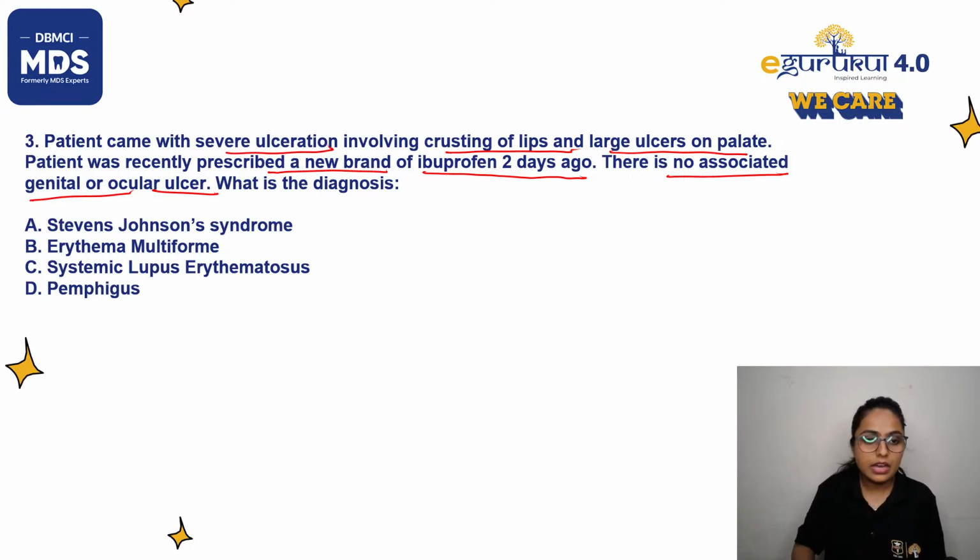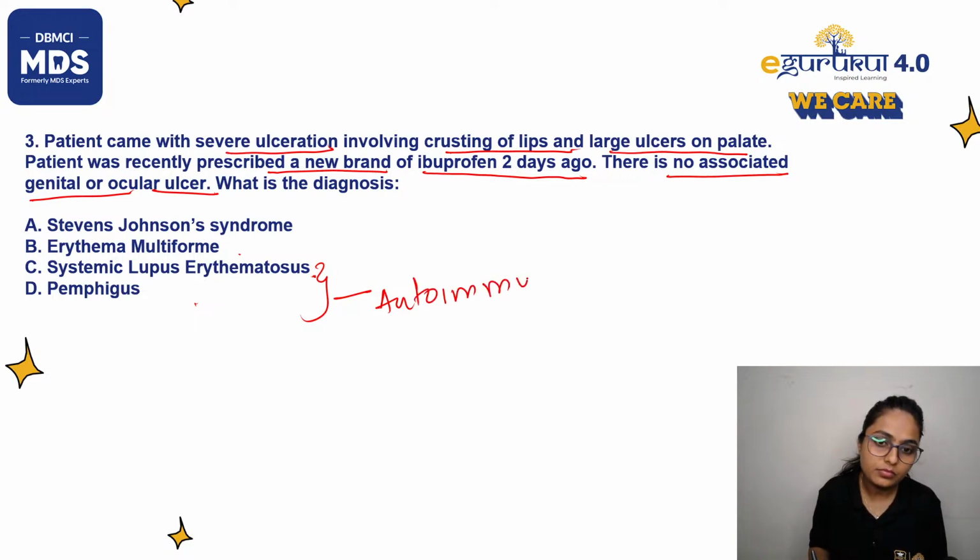So we have got four options here. First, Stevens-Johnson syndrome. Second, erythema multiforme. C, systemic lupus erythematosus. D, pemphigus. Now we can easily rule out options C and D since they are autoimmune diseases. Systemic lupus erythematosus has got genetic predisposition.